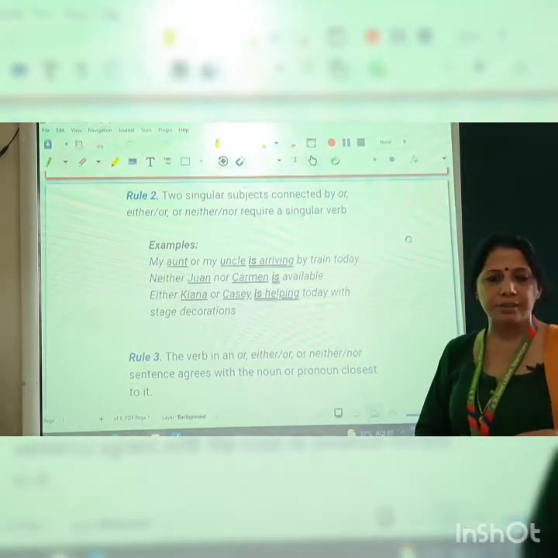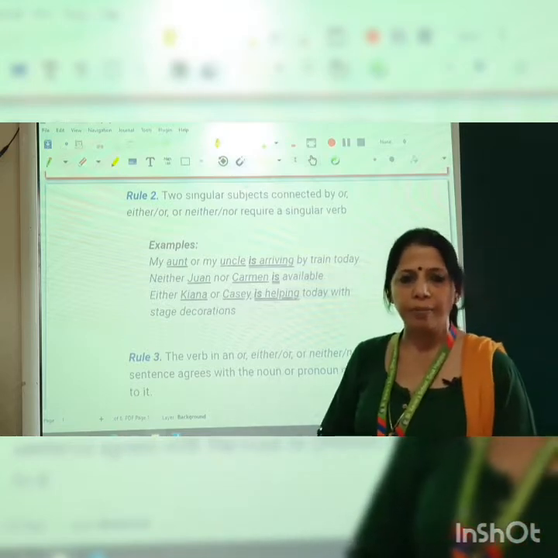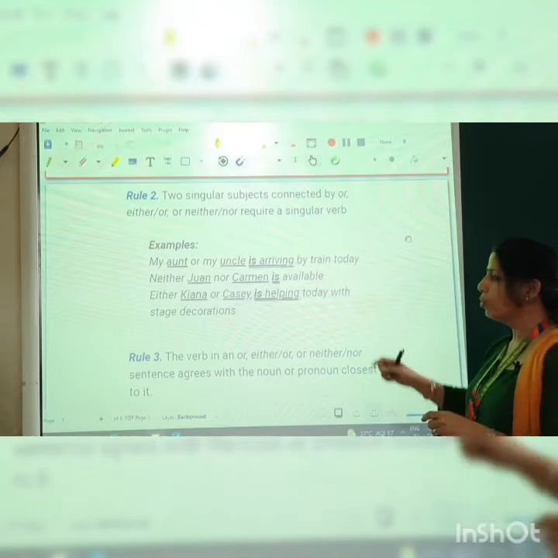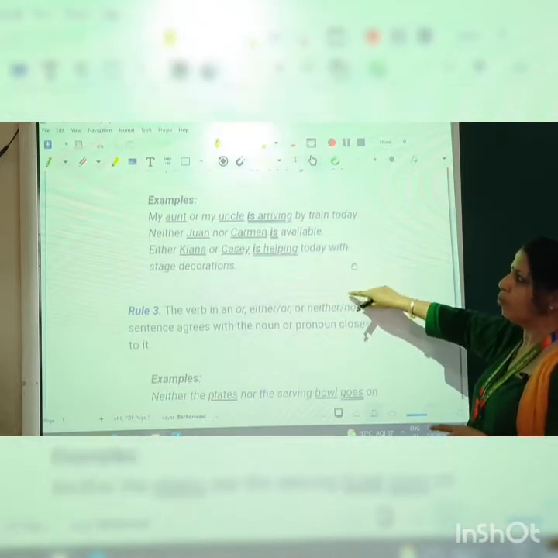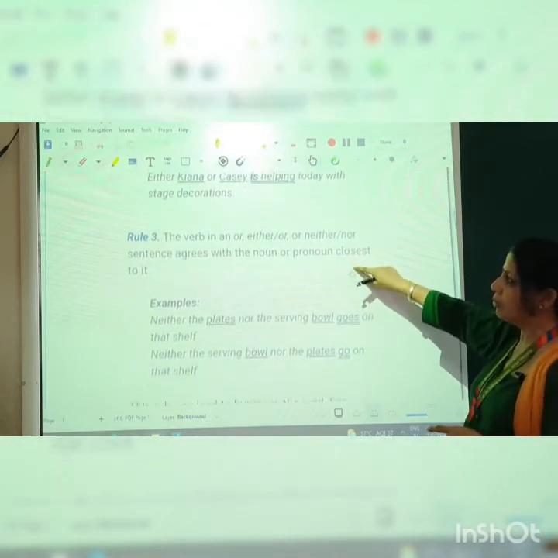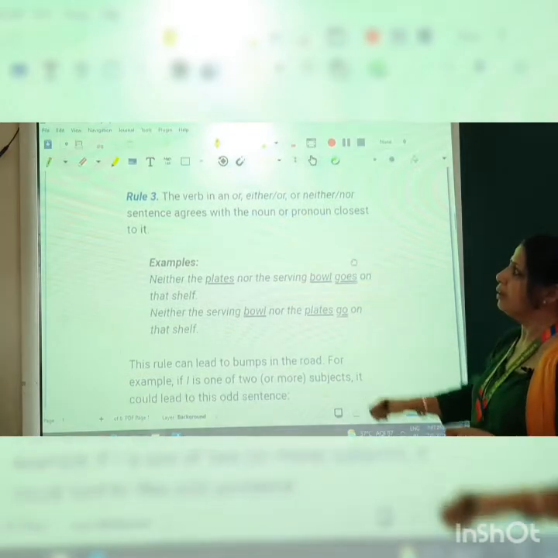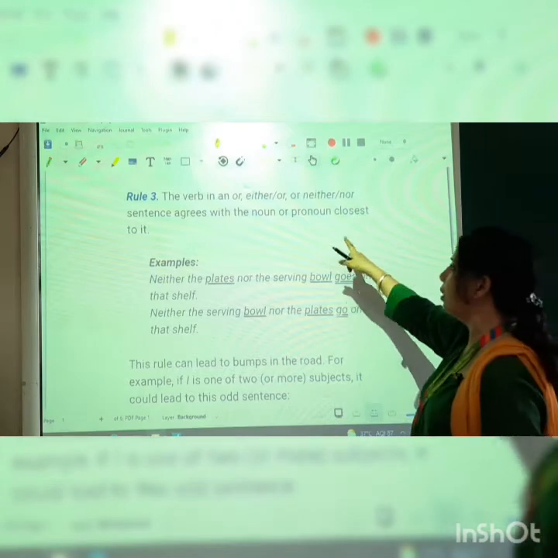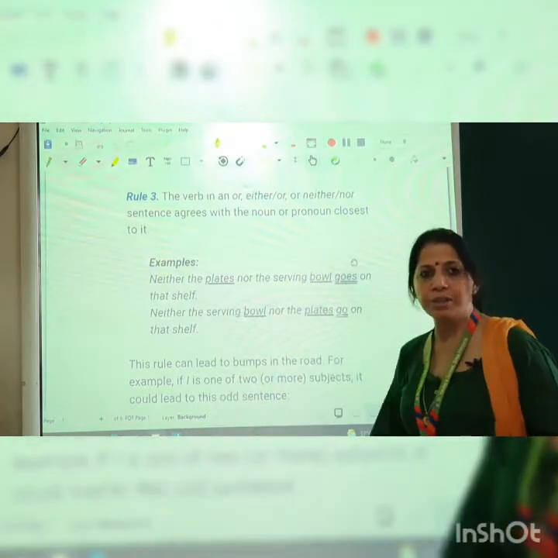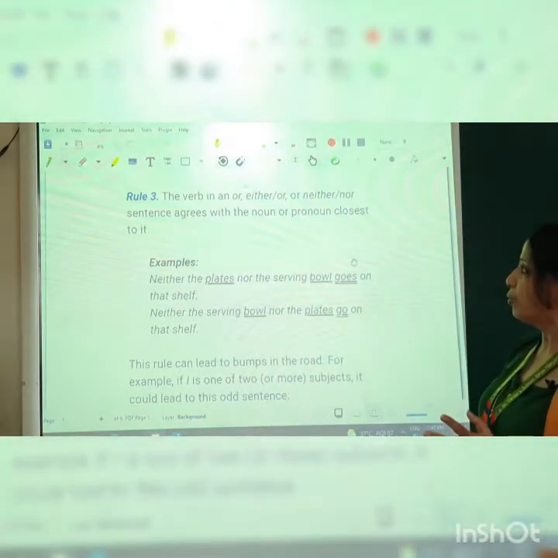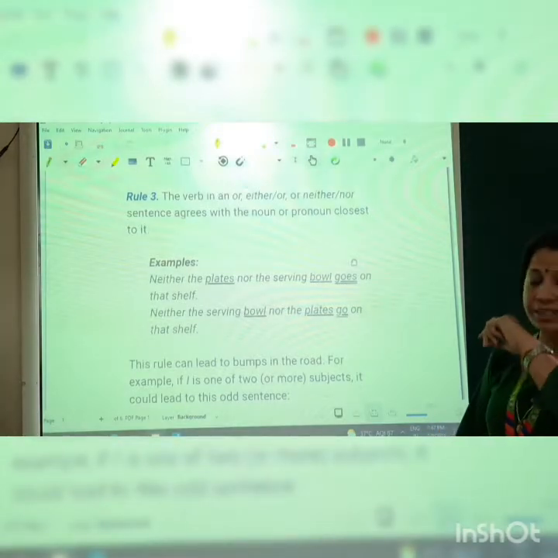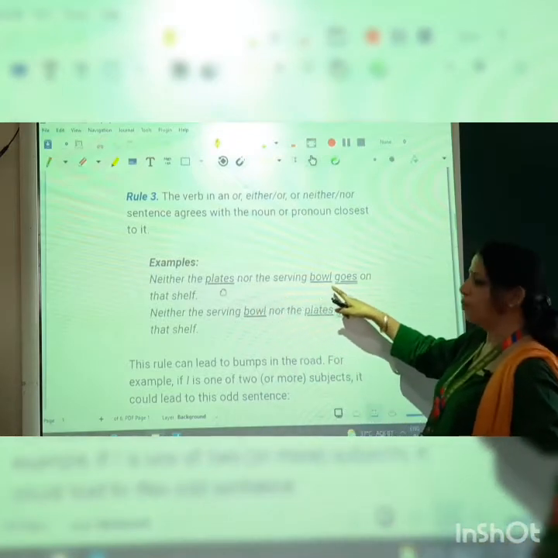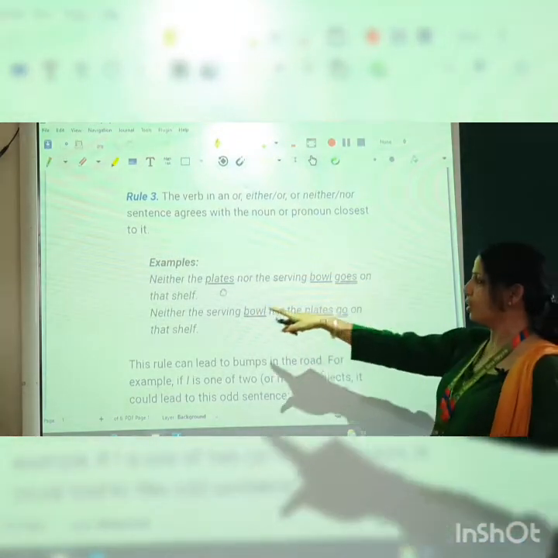But if it is "Ram and Sham," then it is natural that it is a plural subject because there are two. So you have to use a plural verb there. Rule number 3: the verb in an or, either-or, nor, neither-nor sentence agrees with the noun or pronoun closest to it. Now see, when you have a singular as well as a plural subject, in those cases there is a confusion. Neither the plates nor the serving bowl goes on that shelf.